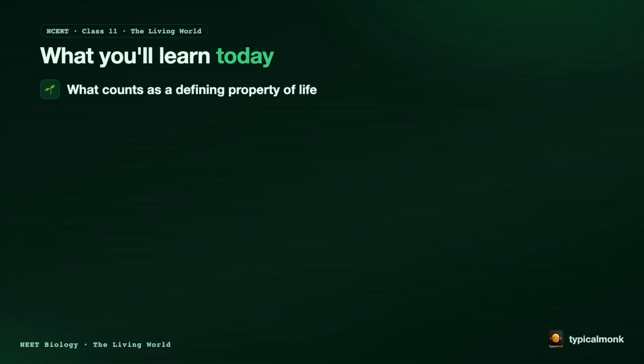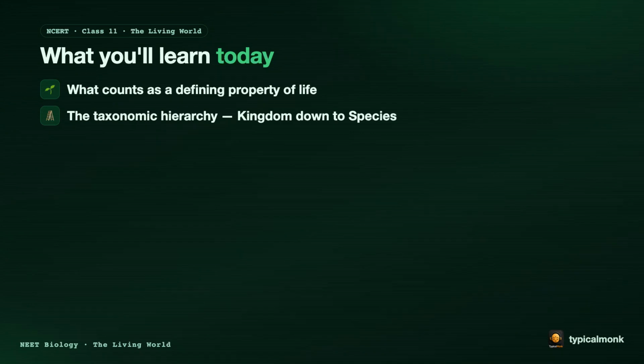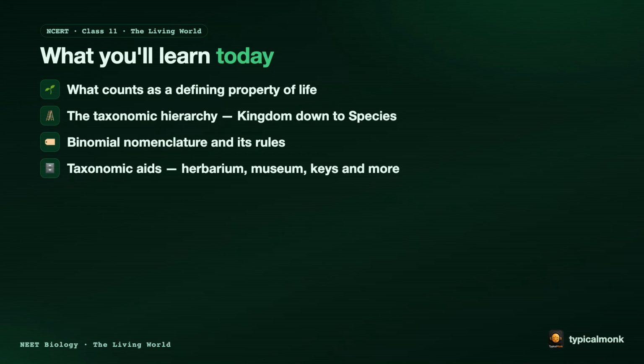Here is today's path. 5 stops. First, what really counts as a defining property of life? Second, the taxonomic hierarchy from kingdom all the way down to species. Third, binomial nomenclature and its rules. Fourth, taxonomic aids like the herbarium, museum, and keys. And fifth, our NEET drills, that is assertion, match, and statement.